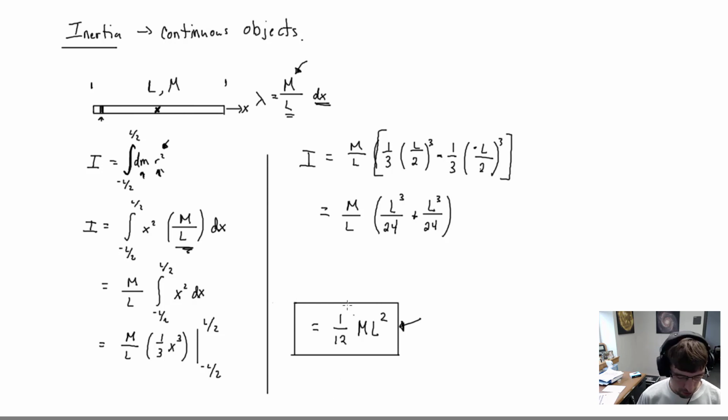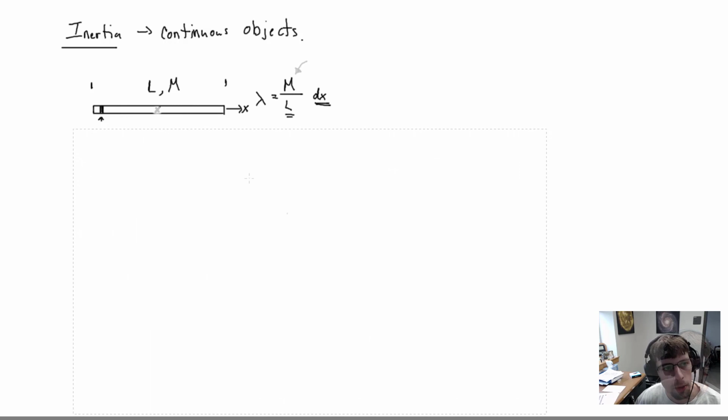Cool. Well, let's go again. Why don't we try a different scenario. Same bar, a thin bar. And what I'm going to do is, instead of rotating it about the center, let's rotate it about one of the ends. Take a minute, go ahead and set up the equation.